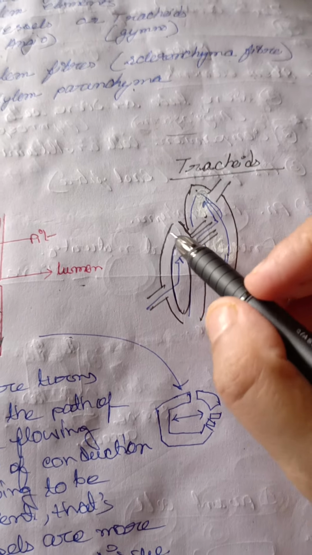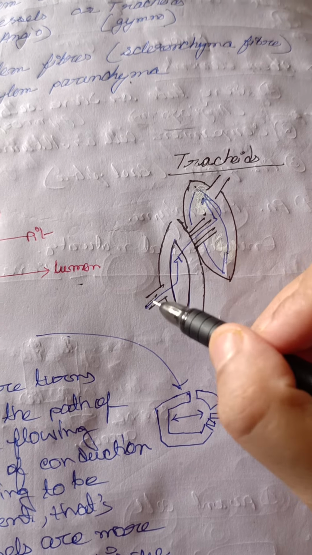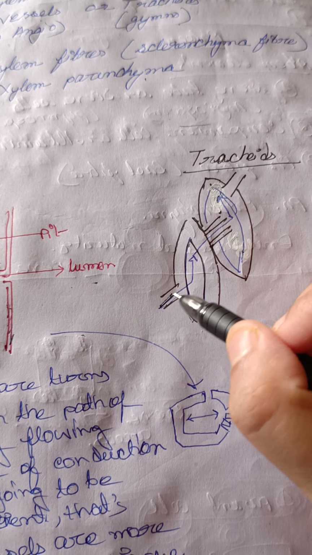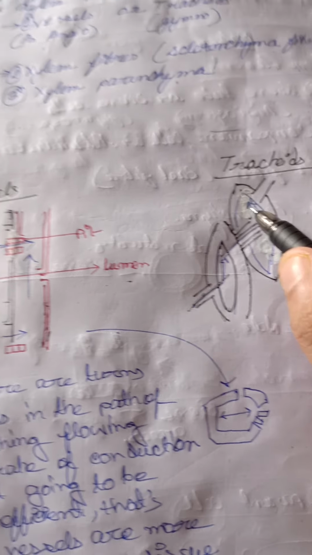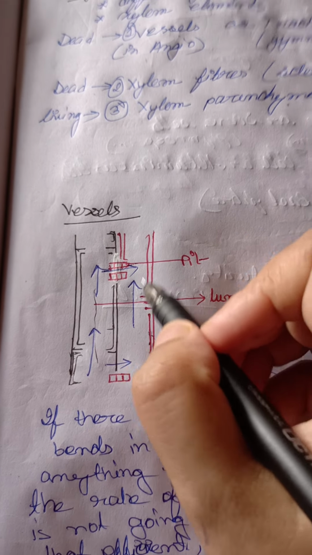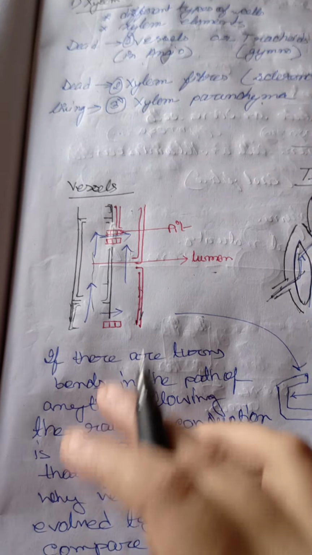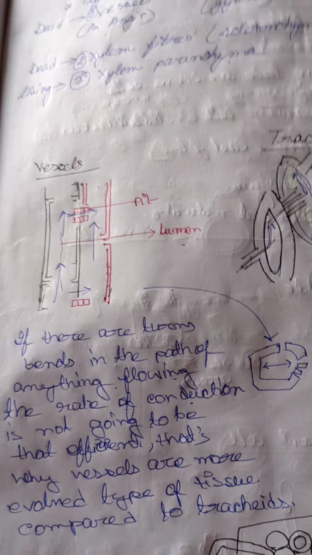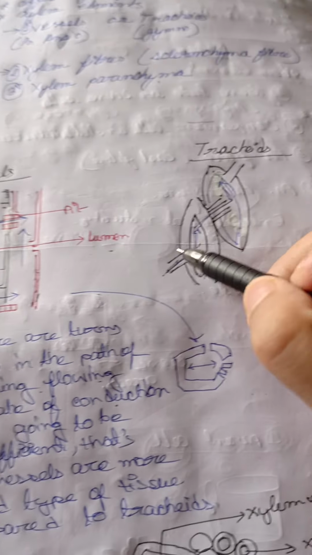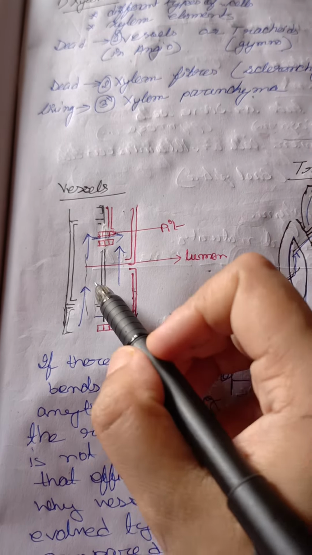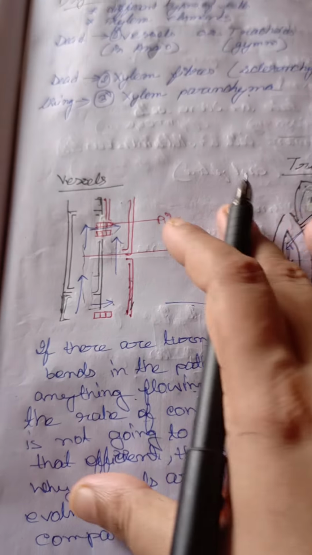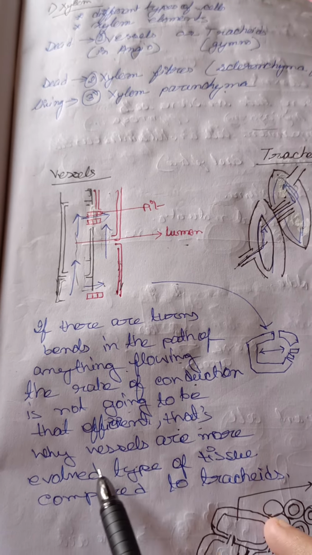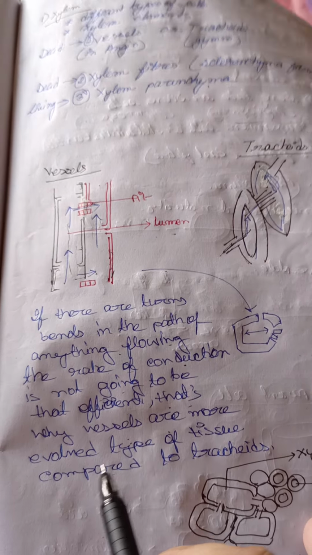Same for tracheids. In tracheids the arrangement is like this. So these are the connections. Okay, this is the pit. Here also, see how the water will flow: sidewise then upwards, sideways then upwards. If there are turns and bends in the path of anything, the flowing rate of conduction is not going to be that efficient, right? Here you see there is an easier way, but here there are more turns. So it is not going to be efficient. That is why vessels are a more evolved type of tissue compared to tracheids.